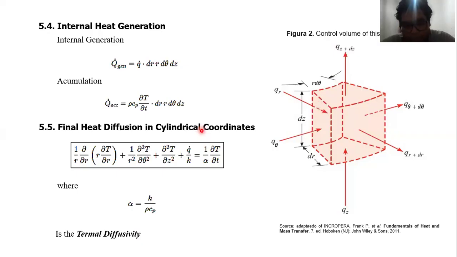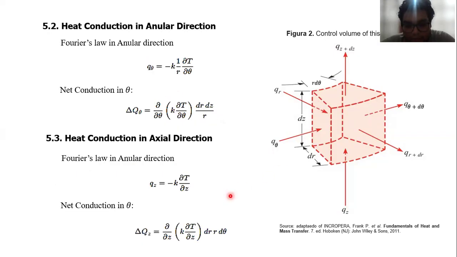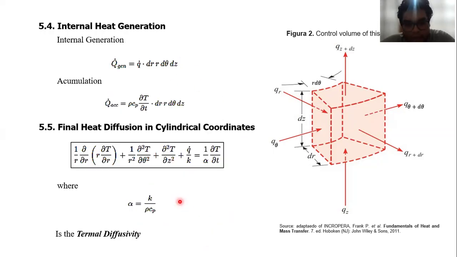So if we sum these equations, plus this equation, plus this equation, plus this equation, we are going to have this equation from here. This equation here is the finite heat diffusion equation in cylindrical coordinates, okay? We have all the terms here. Now, there is a pair, an alpha.